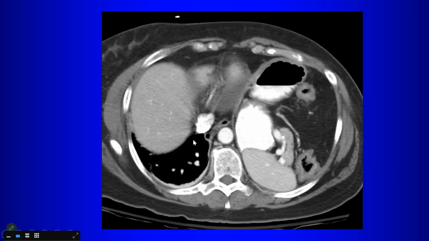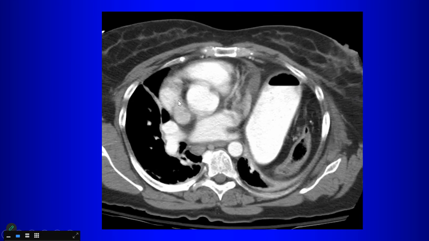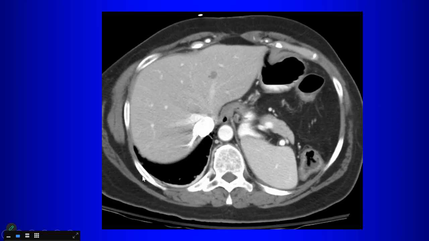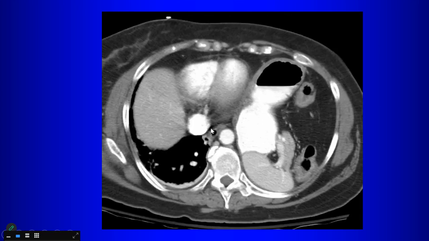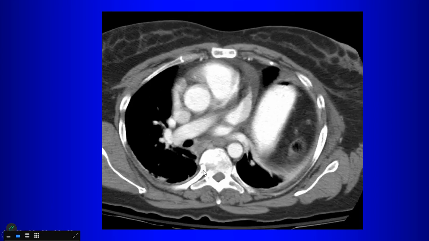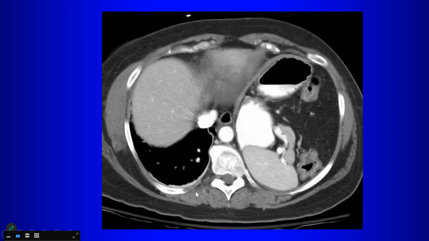IVC, and we're going to follow that, and it's going to take us to where? Atrium. Okay, so we expect that will be then the morphologic right atrium, right? And then the guy on the other side will be a morphologic left atrium, right? Any problems with that so far?